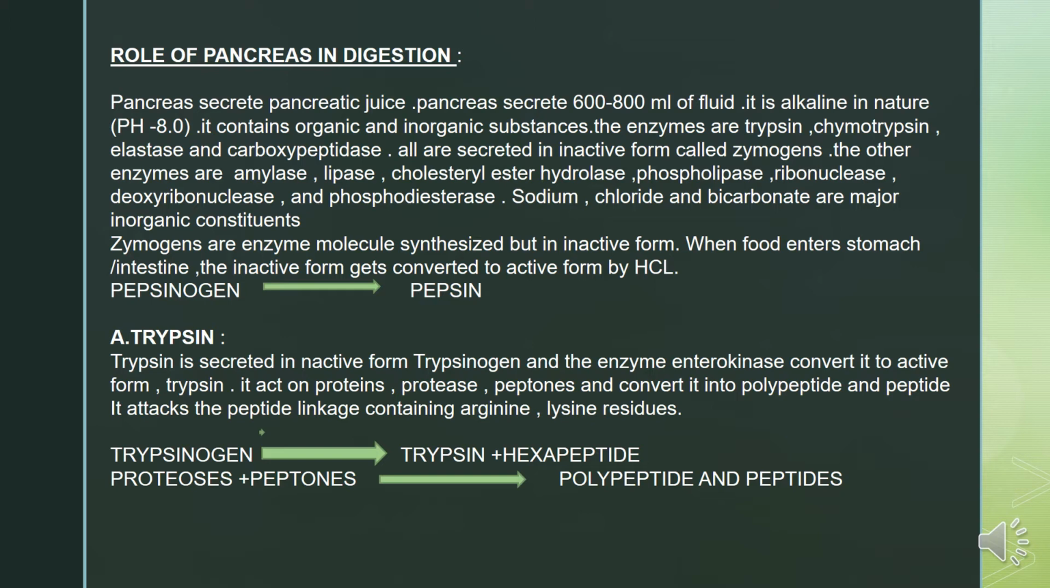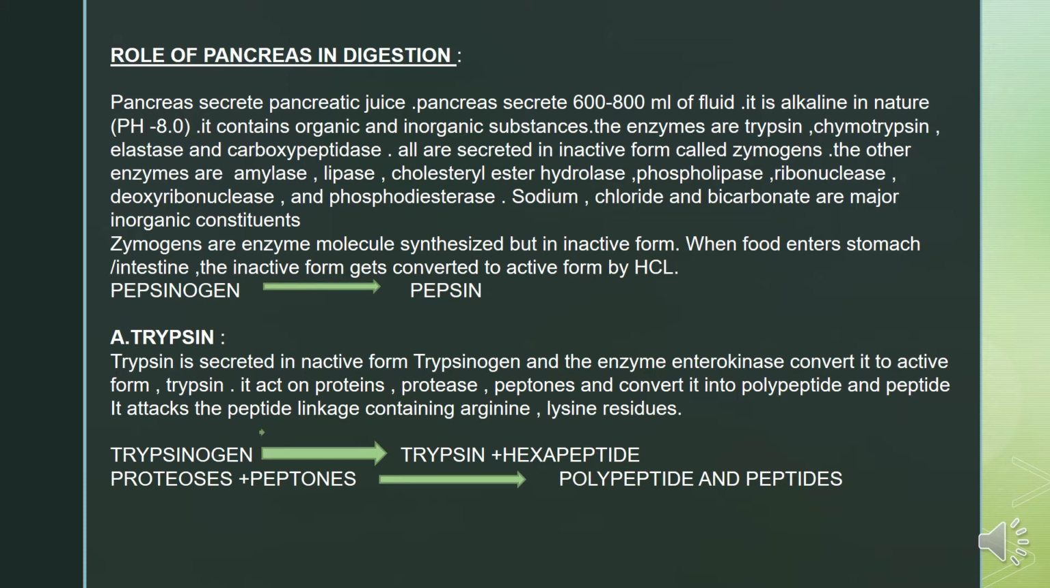The other enzymes are amylase, lipase, cholesterol ester hydrolase, phospholipase, ribonuclease, deoxyribonuclease and phosphodiesterase. Sodium chloride and bicarbonate are the major inorganic constituents. Zymogens are enzyme molecules synthesized in inactive form. When food enters the stomach or intestine, the inactive form gets converted into active form by HCl. Pepsinogen gets converted into pepsin.